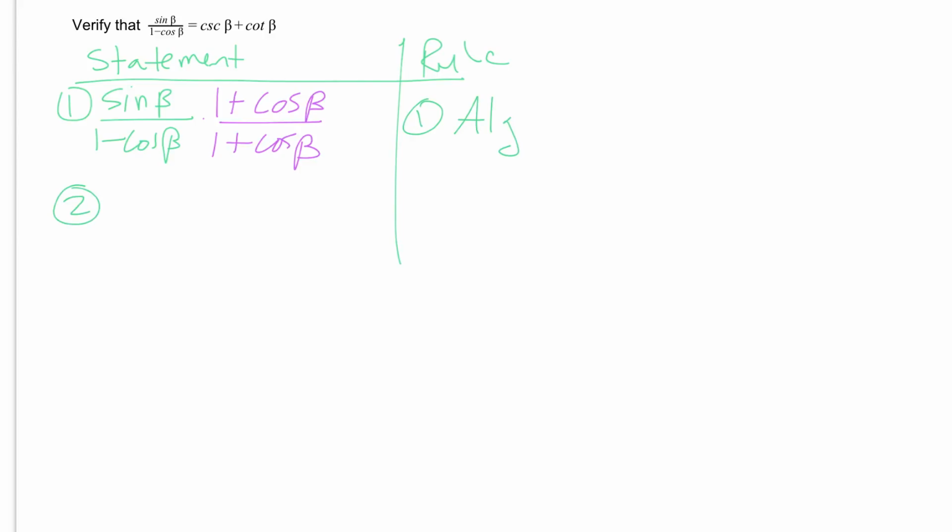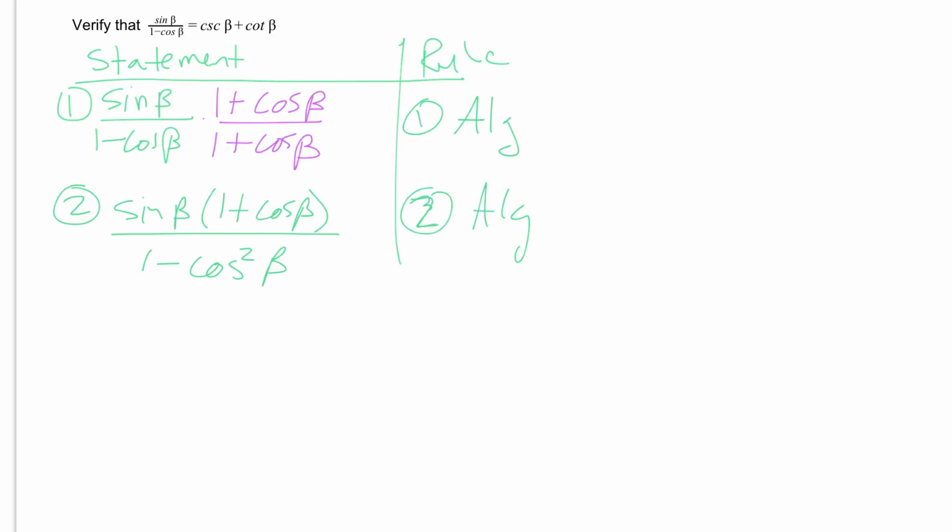Number 2, we're going to go ahead and multiply these together. So I have sine beta times 1 plus cosine beta. And then if I multiply those out on the bottom, that's a difference of squares again, and I get 1 minus cosine squared beta. Step 2 just being algebra.